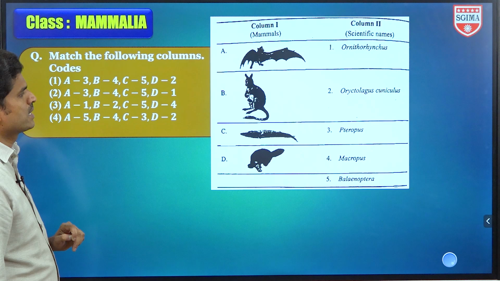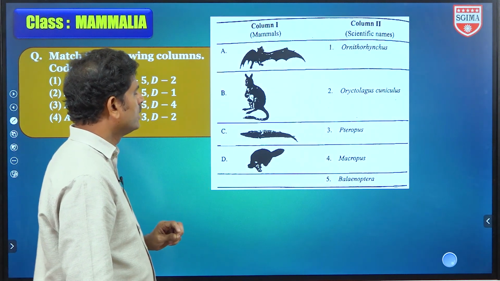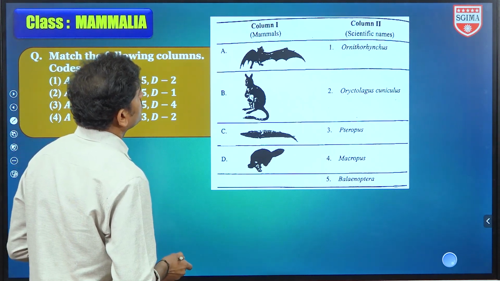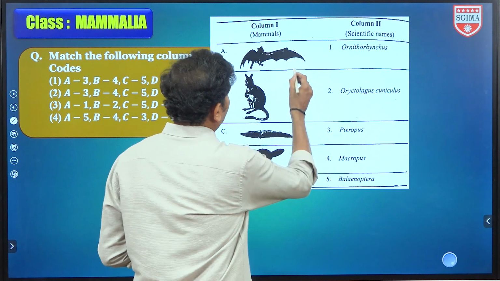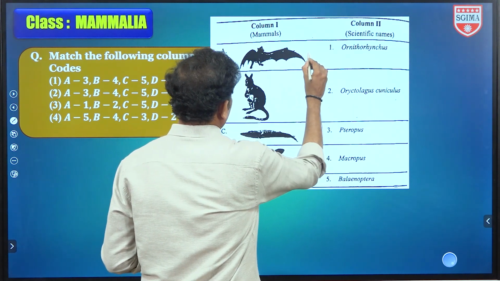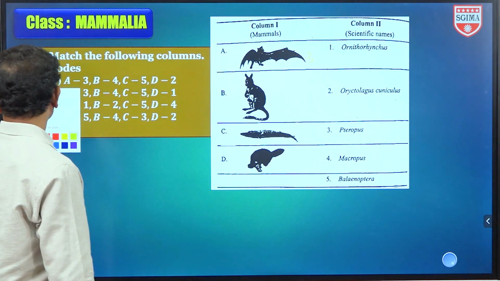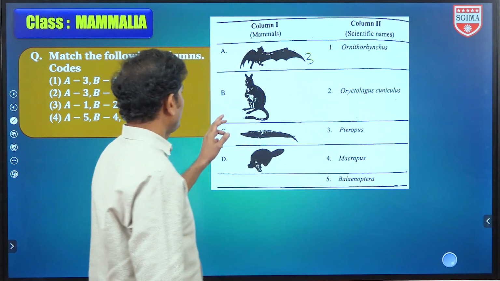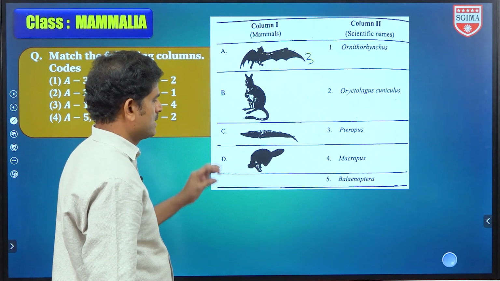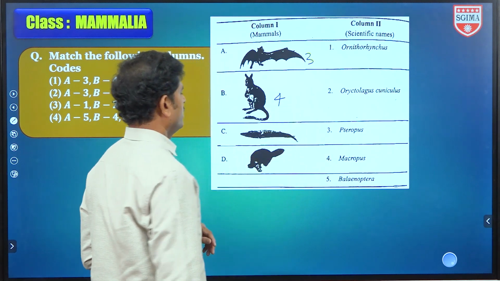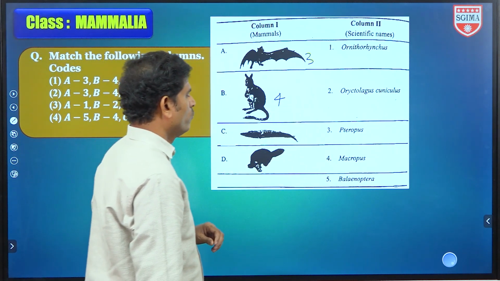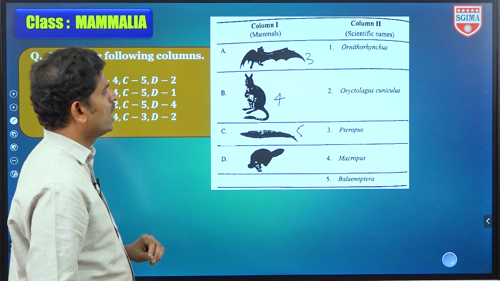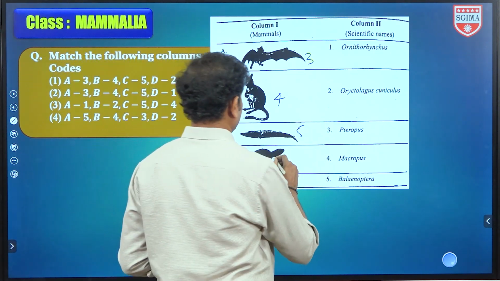Next question. Yes, a match the following type of question is given. Here we have to match the scientific names with the diagram. First one is A, which is bat. Bat is Pteropus, so this is 3. Next one B, Macropus it is, B 4. Next one C, whale. Whale is Balaenoptera musculus, 5. And the remaining D, duckbill platypus it is, Ornithorhynchus anatinus. So that is the first one.